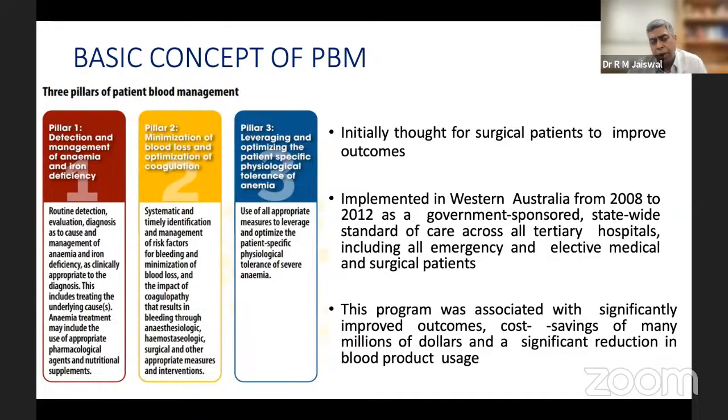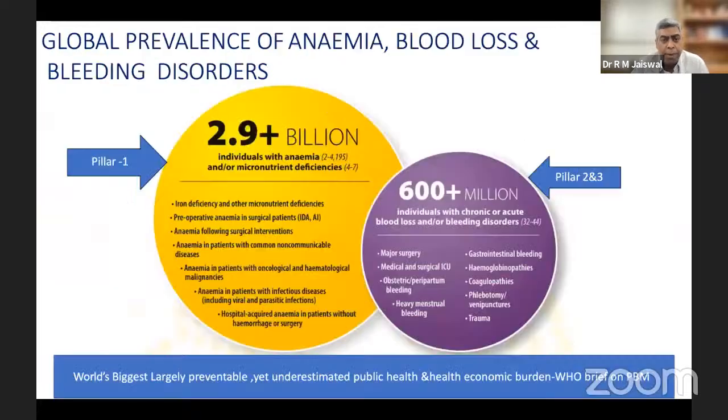And nowadays, PBM is a very hot topic in transfusion services, because it not only reduces the cost, but it also reduces the length of stay in the ICU setup and the length of stay after surgery. There are a lot of beneficial effects of this program of patient blood management.